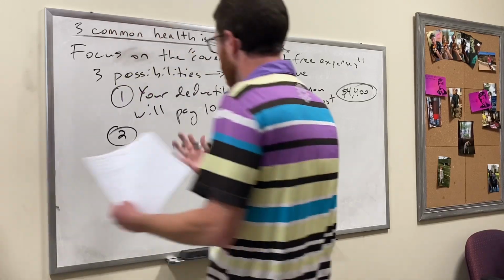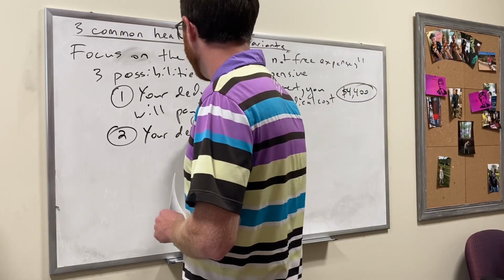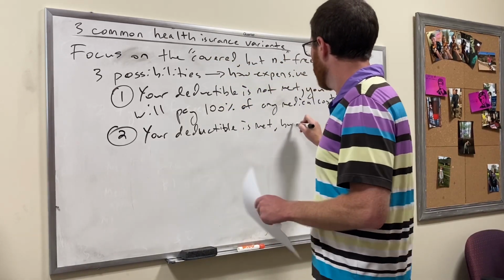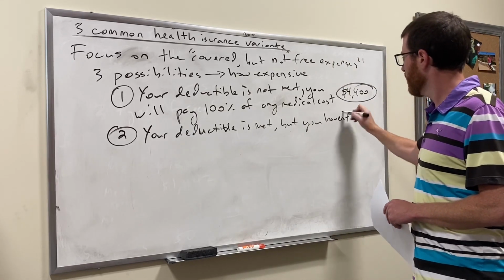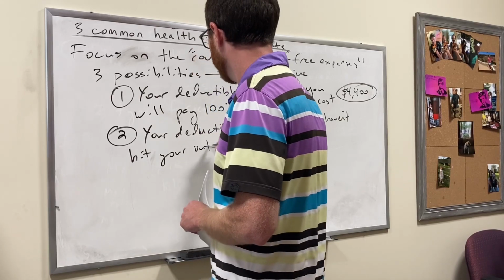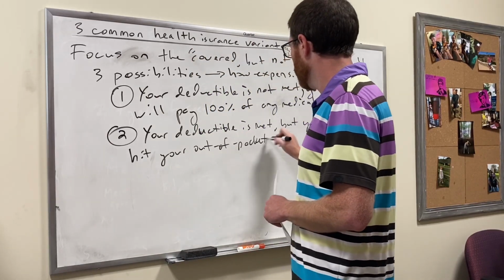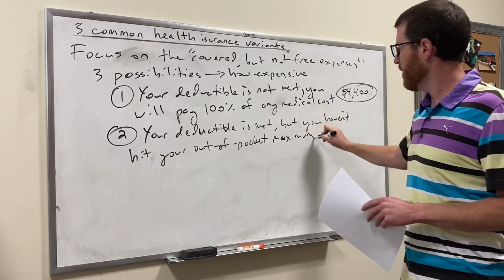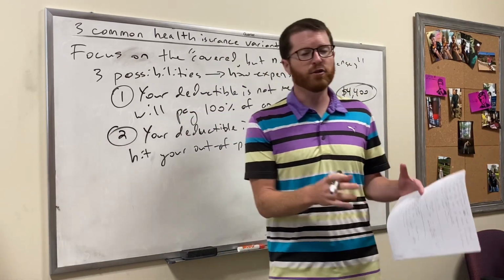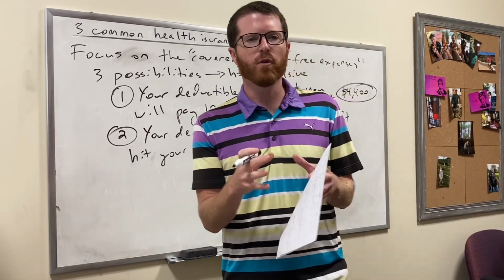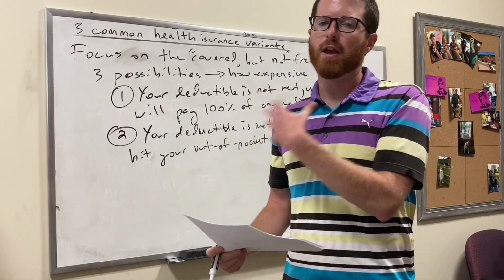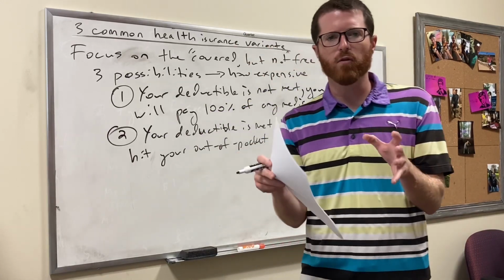The second situation you can be in is your deductible is met, but you haven't hit your out-of-pocket maximum. This is kind of that little purgatory between you're paying for it all and your insurer's paying for it all. Your insurer is going to cover a percentage of your expenses, okay? And for me, my insurer covers 80%, and I have to pay 20% in this category of spending.